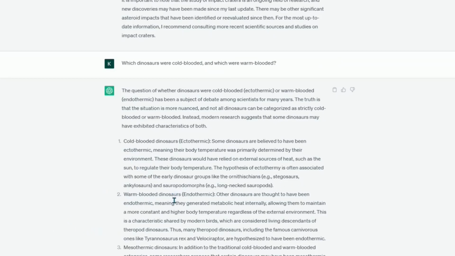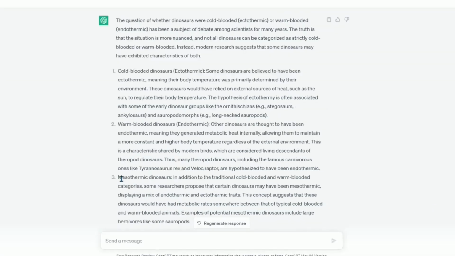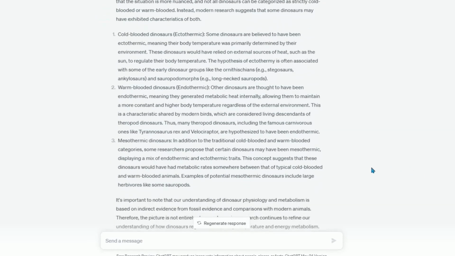Warm-blooded dinosaurs included most of the predatory theropods like Tyrannosaurus and Velociraptor. Mesothermic dinosaurs, meaning that they are partway between cold-blooded and warm-blooded, can generate some internal heat, but not all of their internal heat, was also a category that some dinosaurs fell into.